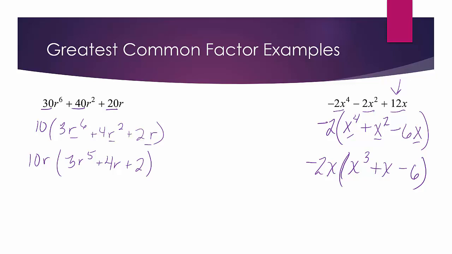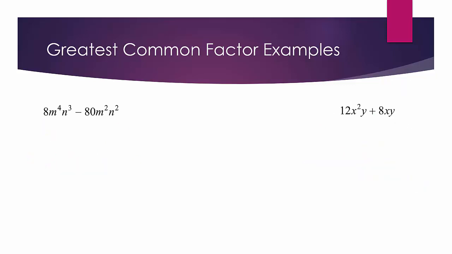We have 2 more examples that I'm going to go through with you, and then there are examples in the homework that you're going to work on the worksheet. So we have a little bit more complicated of a problem here. So let's start by just factoring out what we see. We see 8. I'm going to pull out 8. So that's 8 times m to the 4th n to the 3rd minus 10 m squared n squared.